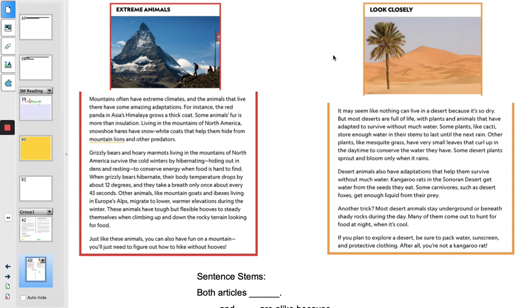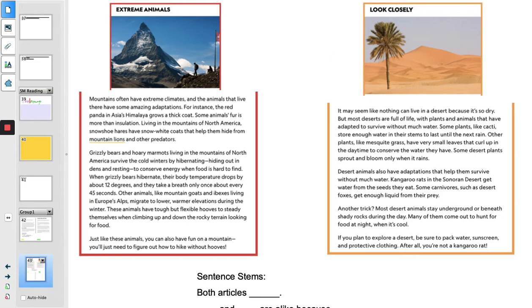Desert animals also have adaptations that help them survive without much water. Kangaroo rats in the Sonoran Desert get water from the seeds they eat. Some carnivores, such as desert foxes, get enough liquid from their prey. Another trick? Most desert animals stay underground or beneath shady rocks during the day. Many of them come out to hunt for food at night when it's cool. If you plan to explore a desert, be sure to pack water, sunscreen, and protective clothing. After all, you're not a kangaroo rat.